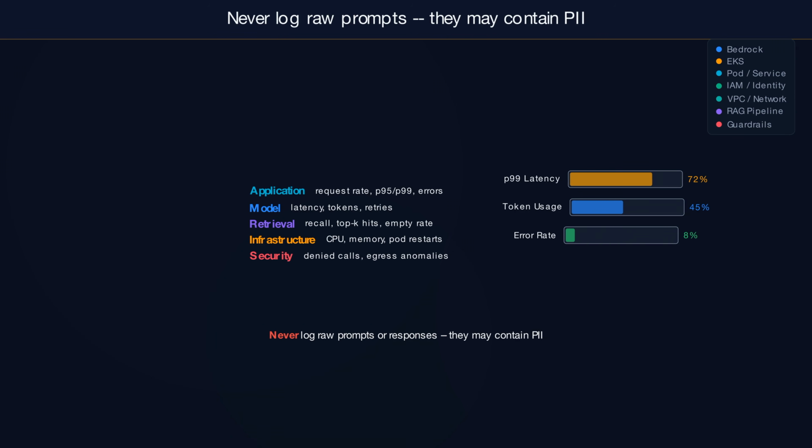Fourth, infrastructure. CPU, memory, pod restarts, node pressure. And fifth, security events. Denied API calls, unusual token spikes, egress anomalies, and guardrail trigger rates. For logging, and this is crucial, never log raw prompts or responses blindly. They may contain customer PII or regulated data. Log a correlation ID, a user surrogate ID, the model ID, prompt template version, retrieval source IDs, and latency numbers.